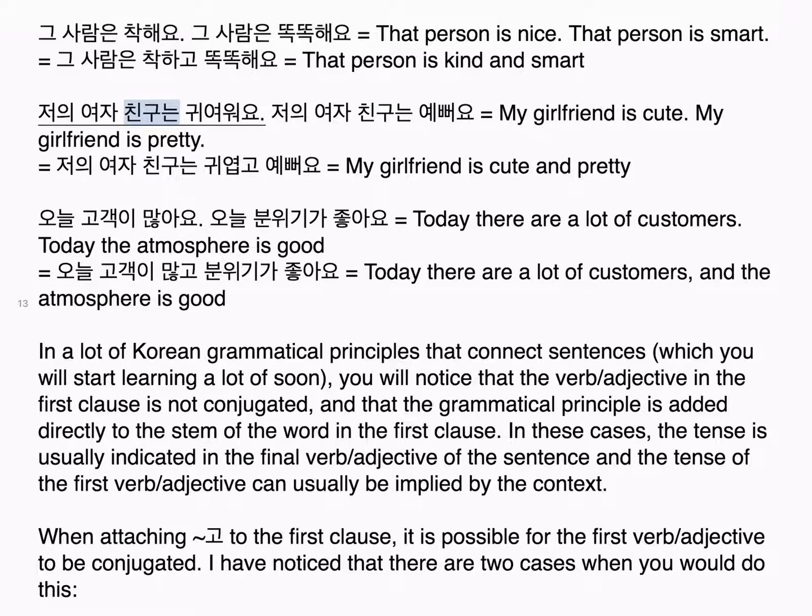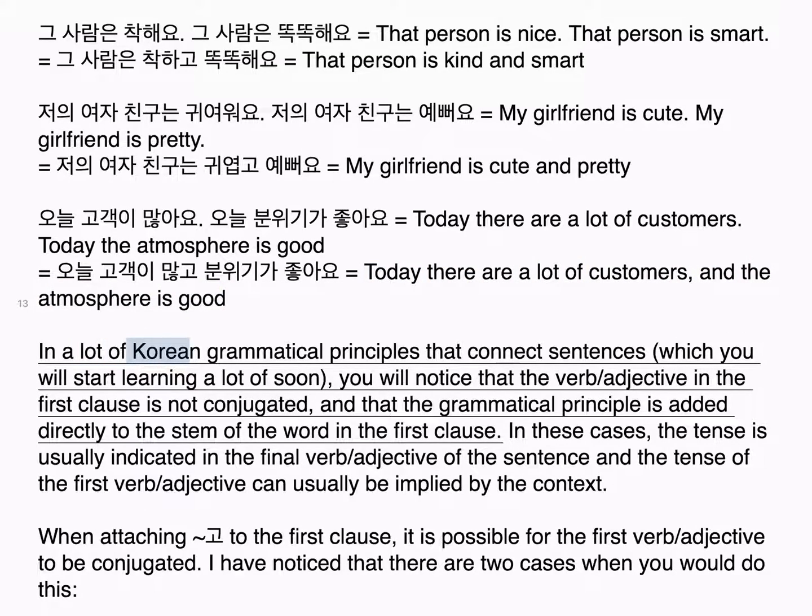저의 여자친구는 귀여워요. 저의 여자친구는 예뻐요. My girlfriend is cute. My girlfriend is pretty equals 저의 여자친구는 귀엽고 예뻐요. My girlfriend is cute and pretty. 오늘 고객이 많아요. 오늘 분위기가 좋아요. Today there are a lot of customers. Today the atmosphere is good equals 오늘 고객이 많고 분위기가 좋아요. Today there are a lot of customers, and the atmosphere is good.